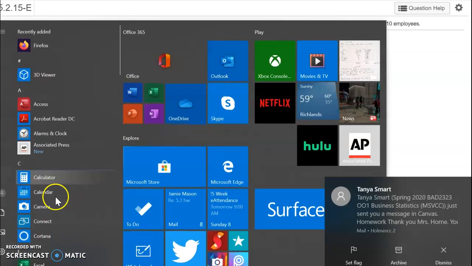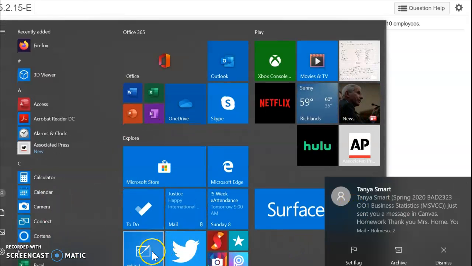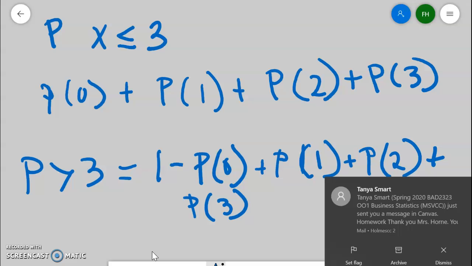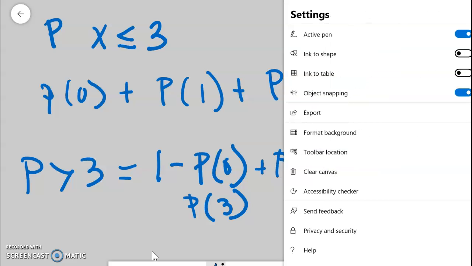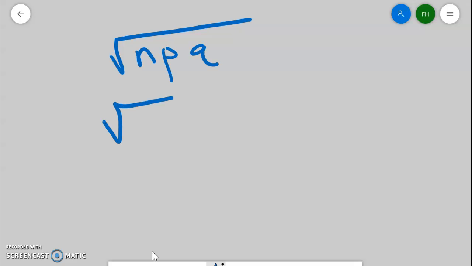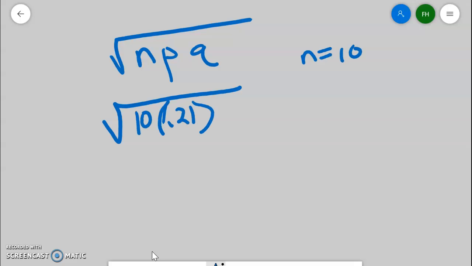Let me get my whiteboard up and clear this real quick. And you may be wondering how I knew the formula. It's just because I had looked at this a lot. So if you need to look up the formula, that's fine. So we said n was 10 and p was 0.21, so q has to be 0.79. So let's do that in the calculator.